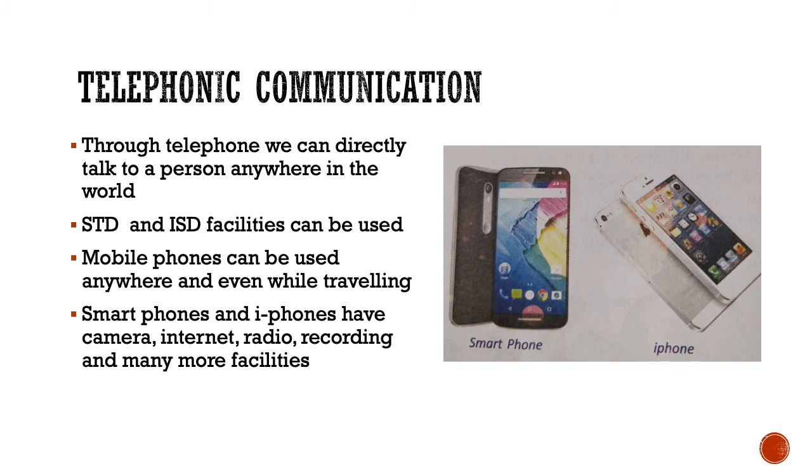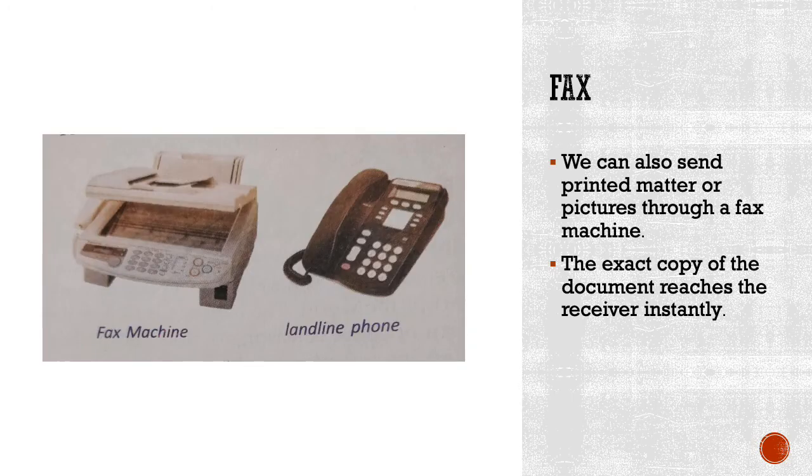We can also send messages through fax. Fax is another way to communicate. Here we send a printed matter or we send pictures through a fax machine. Like a telephone number, we have a separate fax number, and then like a telephone we have a machine, a fax machine, which is used to send the exact copy of the document, which reaches the receiver instantly. As soon as you send from here, the picture will reach the person whom you want to send. And urgent documents are sent via fax. Many official letters are sent via fax.